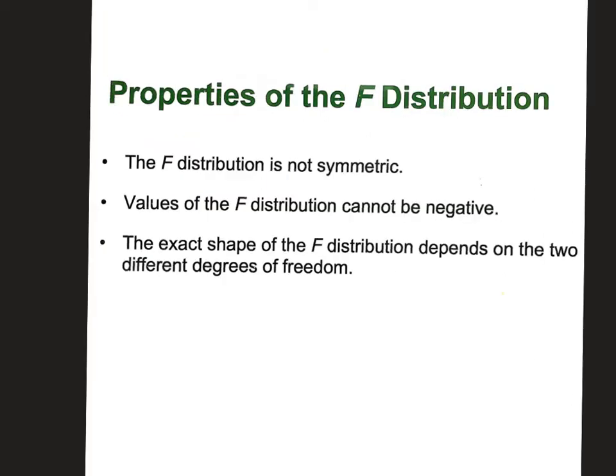All right, properties of the F distribution. First of all, it's not symmetric. To be honest, it's skewed right, and you'll see a picture in just a second. The values of the F distribution cannot be negative. Everything's positive. The exact shape changes somewhat depending on the degrees of freedom. And there are 2 degrees of freedom, based on your numerator and denominator sample sizes, each minus 1.